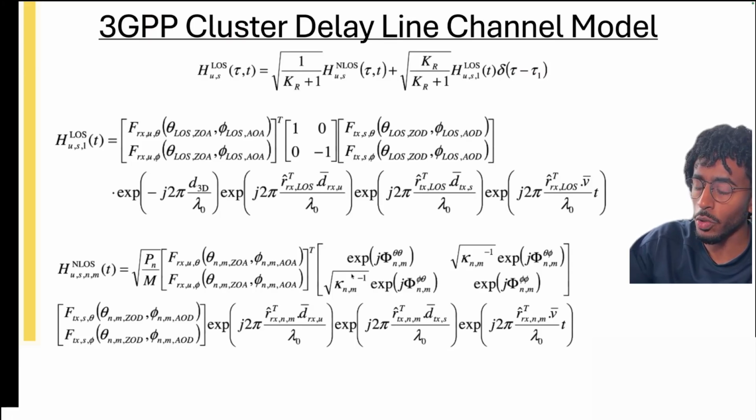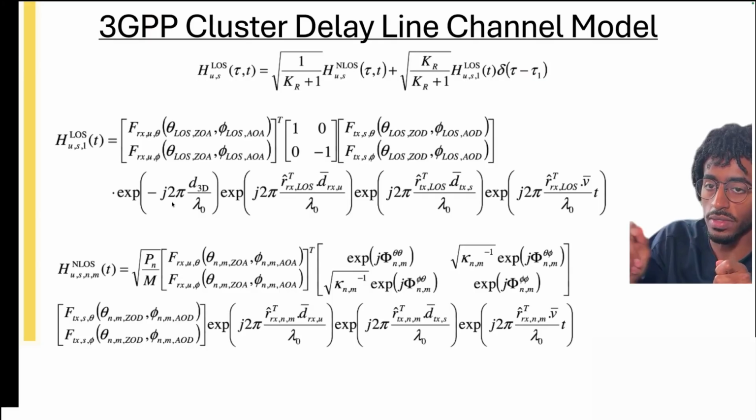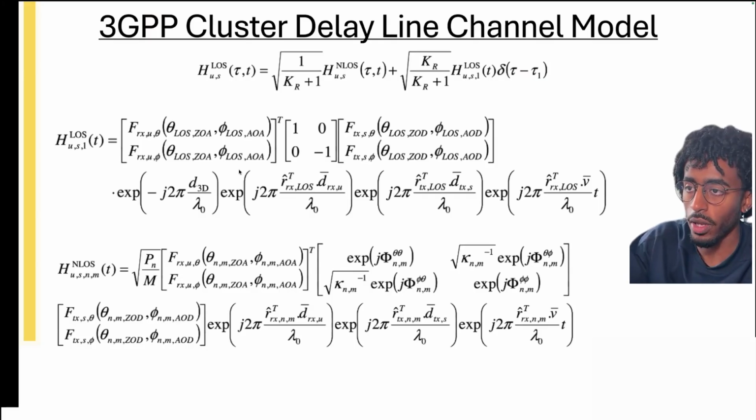That being said, you have the phase delay of the travel and all of the different object interactions captured by this exponential, like the propagation delay. But in the line of sight component, it will just be one overall propagation delay from the transmit to the receive side, and the distances of how far they are from each other. The other exponentials are due to the antenna array phase offset.